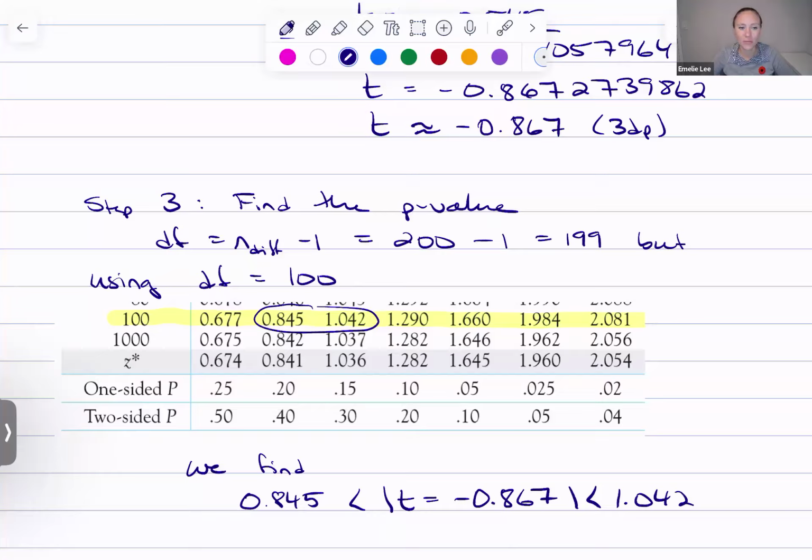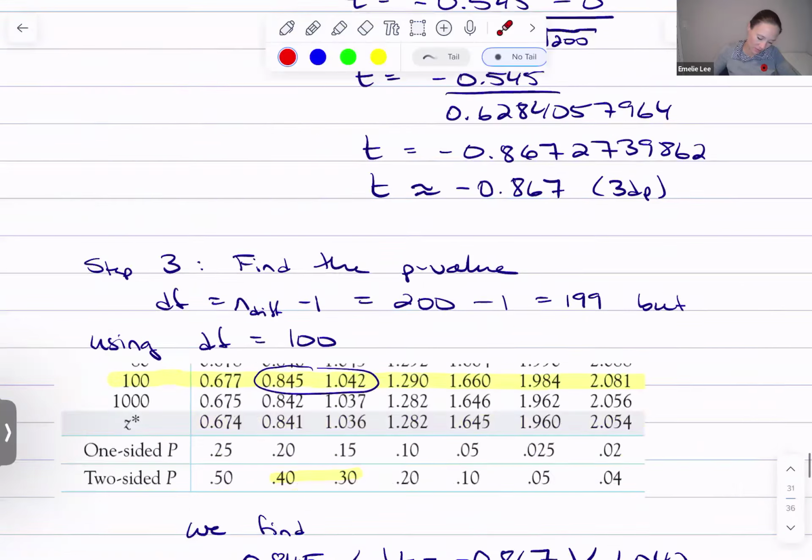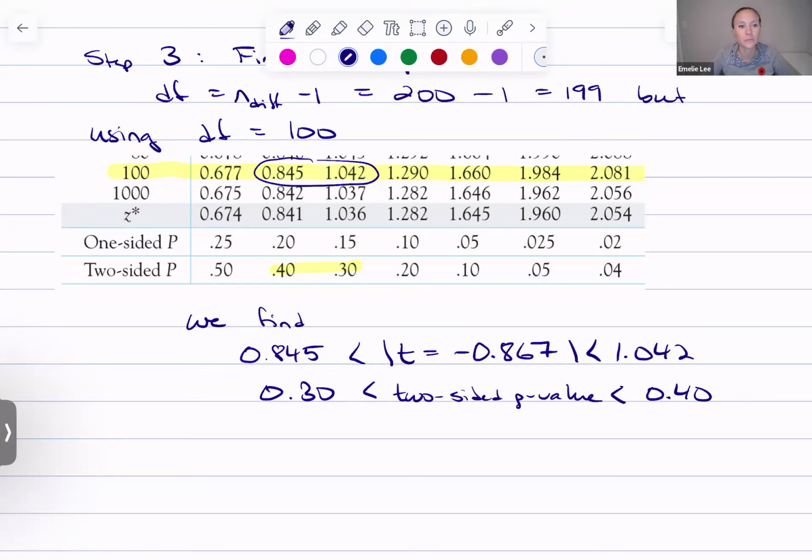Now remember, we want to find the p-value. We had a two-sided test, and that's why I make a little reminder up here. You can go back and look, two-sided test. So I need a two-sided p-value, and my two-sided p-value is going to be between 0.30 and 0.40. Nice, quite large. Conclusion time.